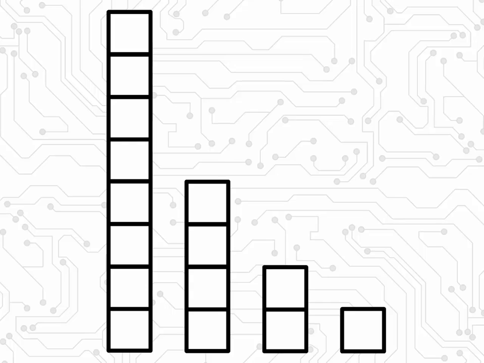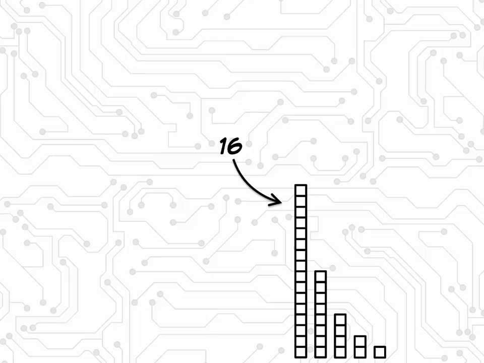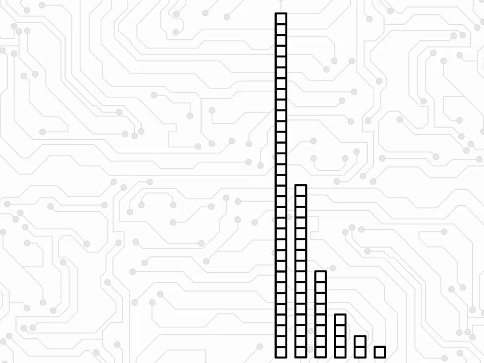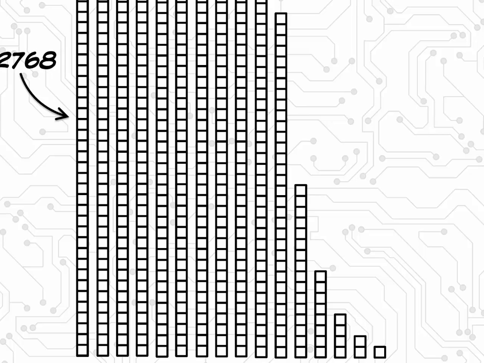Notice that every column is twice as big as the column to its right. So if you add another column, that column will have to have 16 boxes. The one after that would have 32, and the one after that, 64. You can keep going. You can have as many columns as you need.